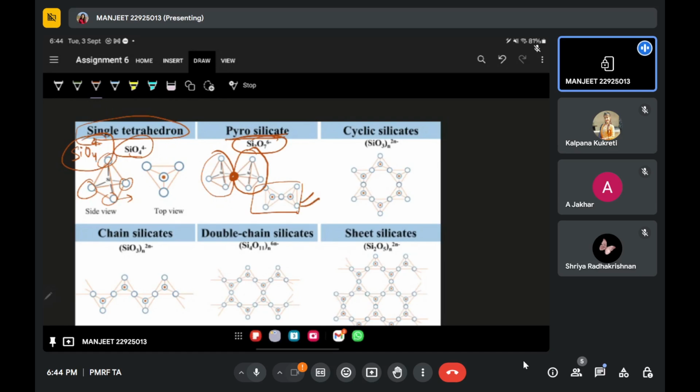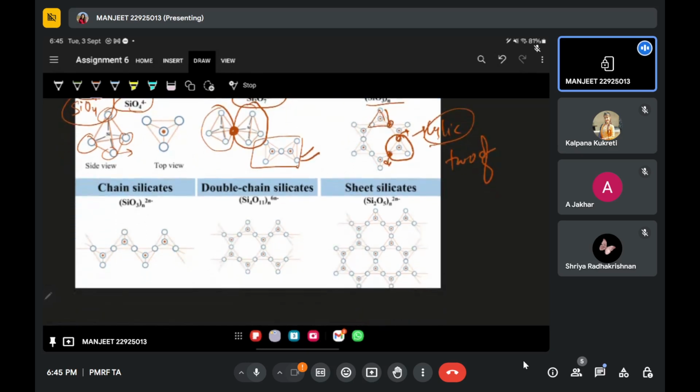If I look at the cyclic silicate, the tetrahedra are arranged in such a way that they make a complete cycle. In this cyclic one, two oxygens are shared with others, because if I look at this tetrahedron, one oxygen is shared with this tetrahedron and another oxygen is shared with this one. So the two oxygens of a single tetrahedron are shared with two different tetrahedra.